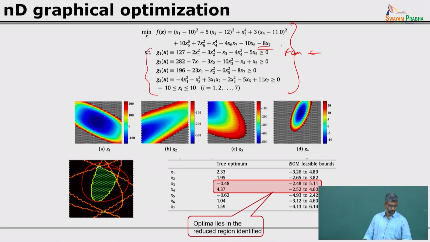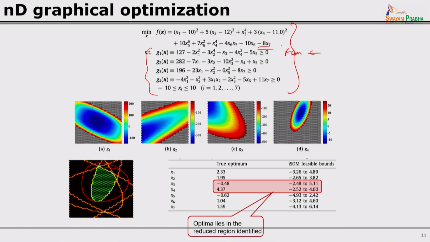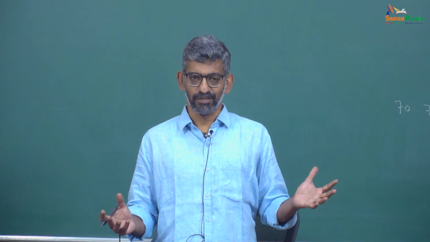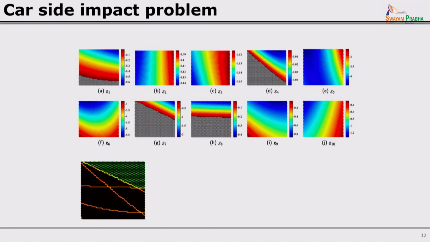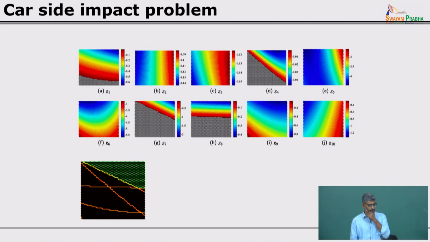This just shows that you can find an optima by just looking at it. We are trying to predict where the optima is going to lie, or at least, can I bound the optima? It is possible. We took the same approach and then applied it to the car side impact problem. In our community, this is a beaten to death problem, but it is also a benchmark problem. So, it is interesting to solve this.